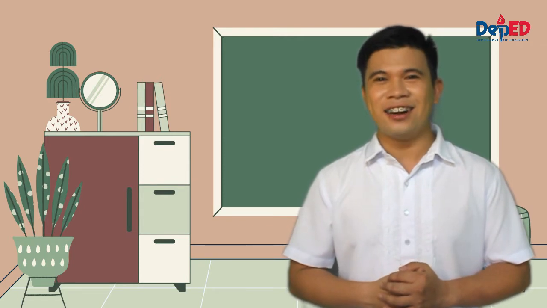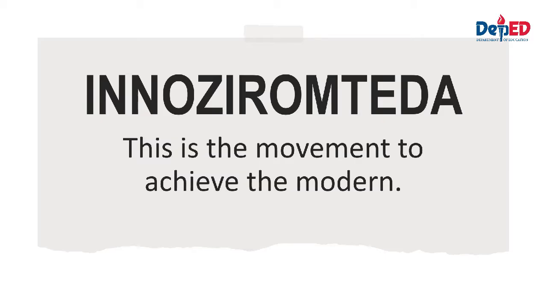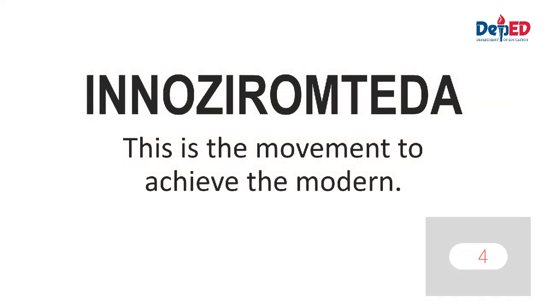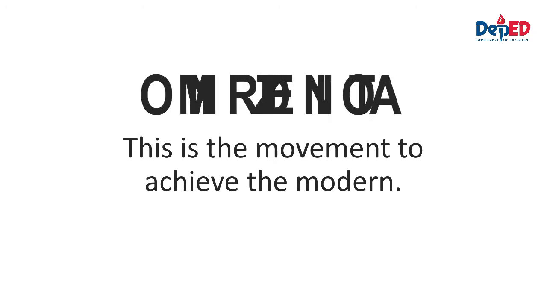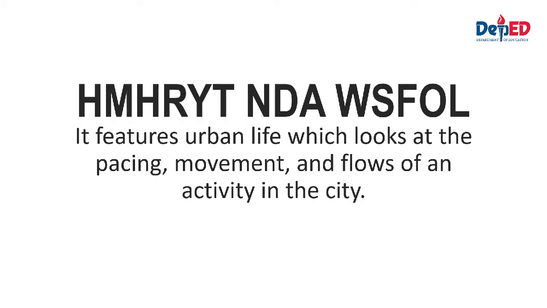Cool! Then let's start the first jumbled letters. This is the movement to achieve the modern. 5 seconds to answer. Alright, time is up. And the answer is modernization. Great job! Let's proceed with number 2.